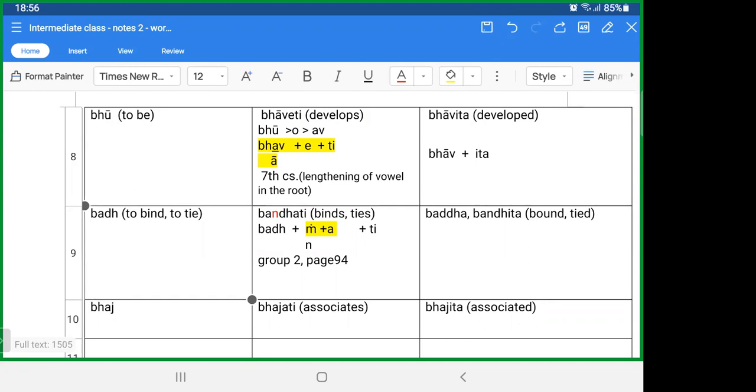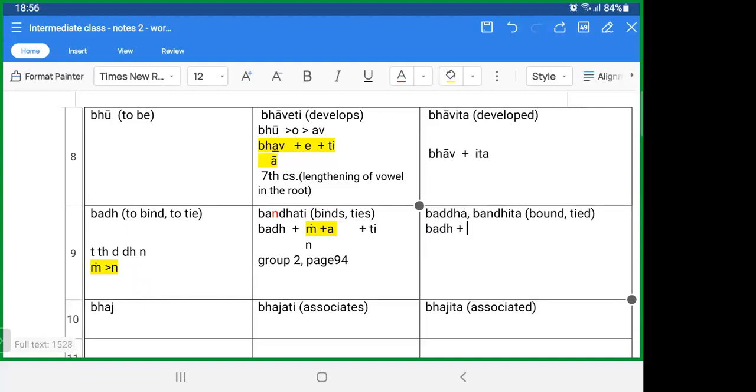Because you have the ta, ta, da, da, na, all right? So that's why, due to the influence of this BH, the nasal sound M dot will change to N, due to the influence of DH. That's the reason. So that's why you still have the BHADH.